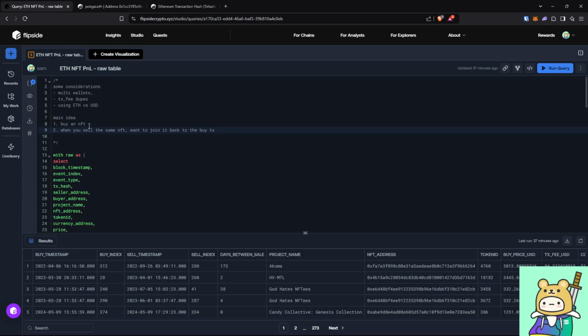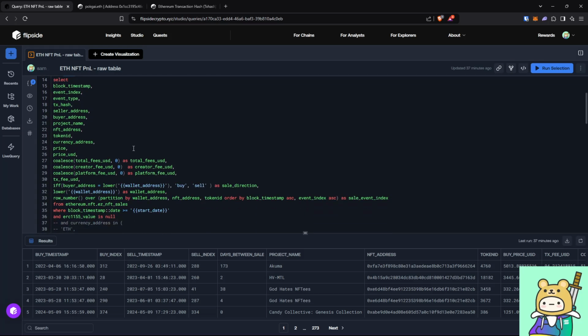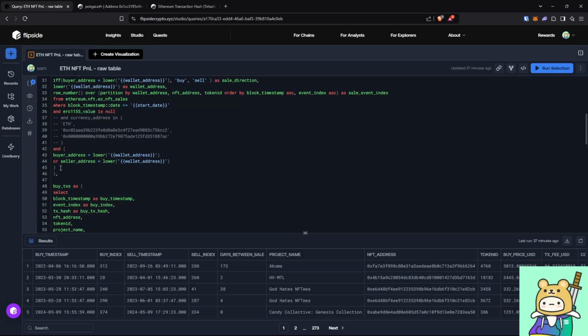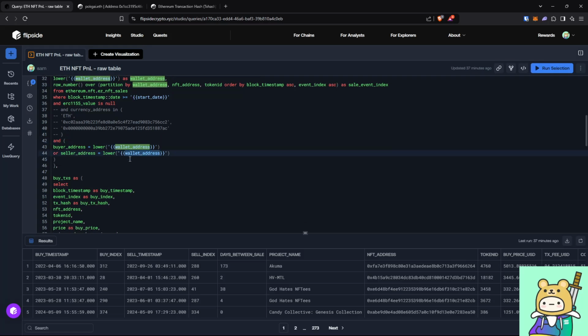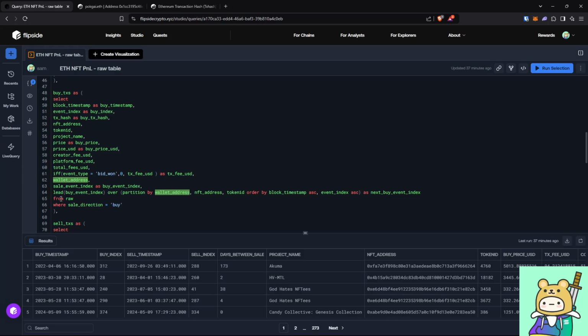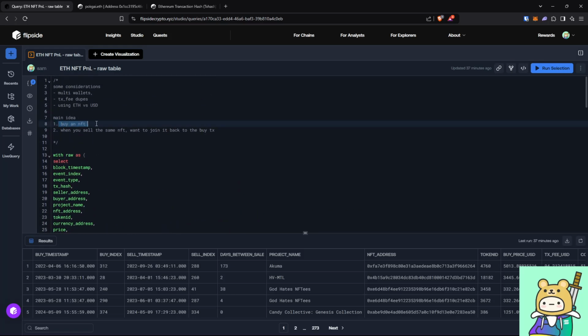So to get the buy and the sell, I first have a raw table that filters both the buy and sell by filtering for when the buyer address is the wallet and also when the seller address is the wallet. And then I go to my buy CTE where I filter for when the direction is buy. So that's this part over here. And then I'll do another CTE where I say when the transaction is a sell. And then finally there'll be a join of buy and sell to get the profit.